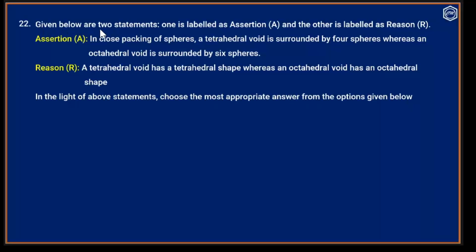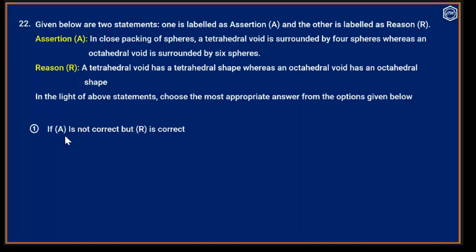Question 22. Given below are two statements. One is labeled as assertion and the other is labeled as reason. Assertion: In close packing of spheres, a tetrahedral void is surrounded by 4 spheres, whereas an octahedral void is surrounded by 6 spheres. Reason: A tetrahedral void has tetrahedral shape, whereas an octahedral void has an octahedral shape. In the light of the above statements, choose the most appropriate answer from the following options.